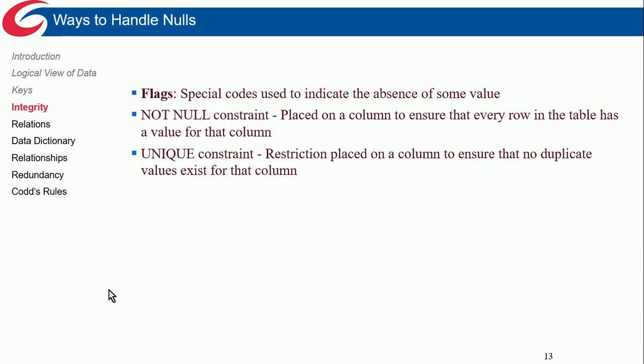So there are some ways to handle nulls. You could use flags to indicate the absence of a value, or just an empty space or something like that. You could use a not null constraint, meaning that the user must provide a value. You could use a unique constraint. If you have a unique constraint, then you won't be able to have nulls because once there's more than one null, you violate that unique constraint.